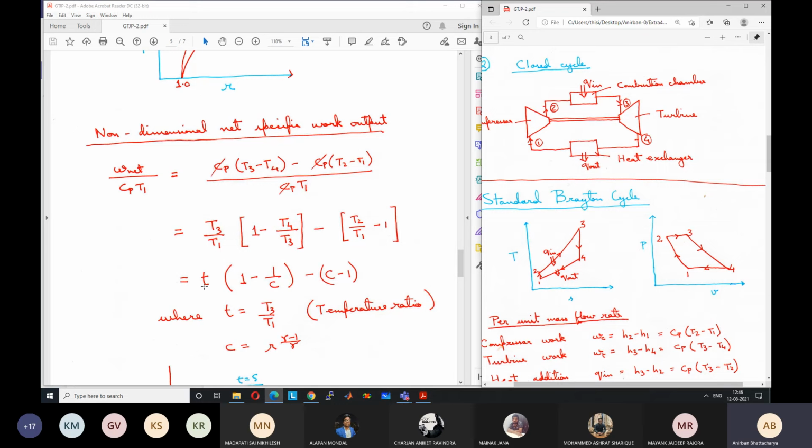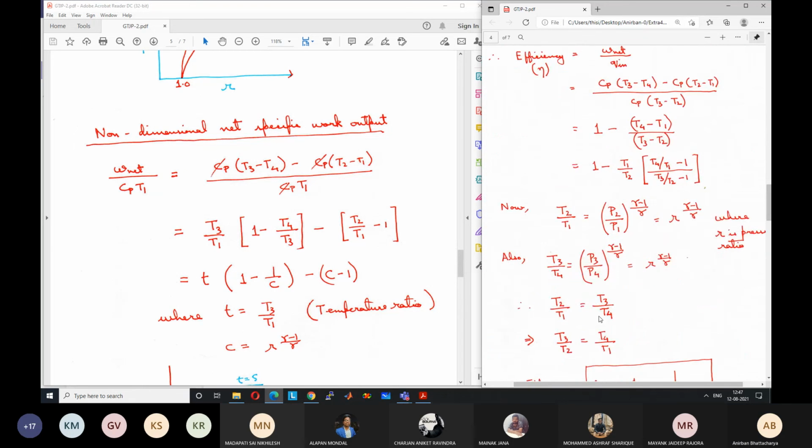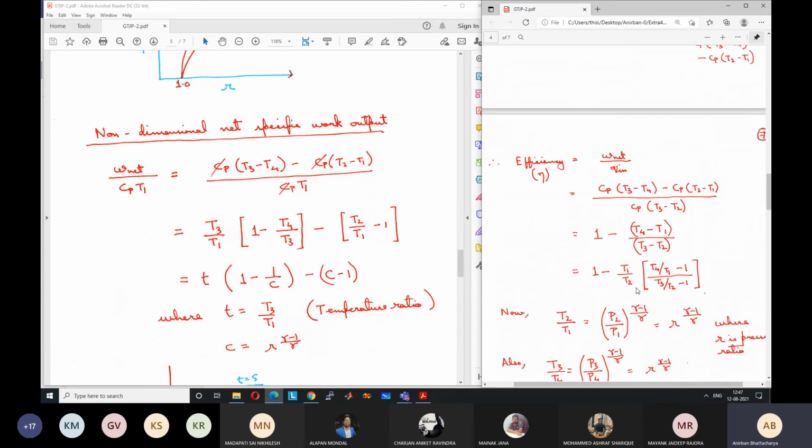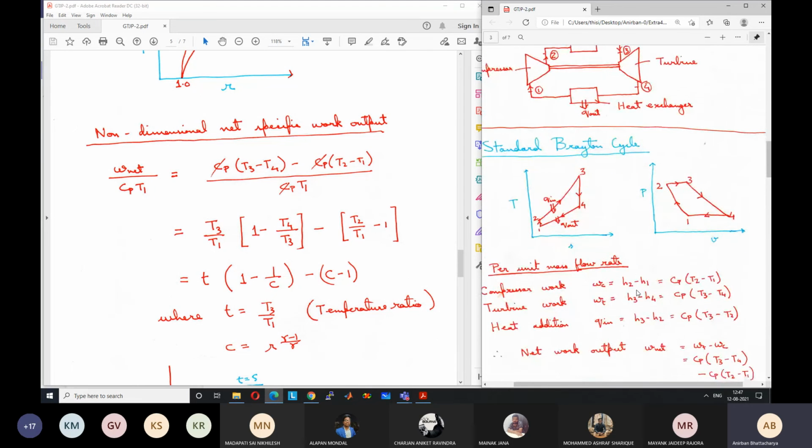So T3 by T1 is T, then 1 minus T4 by T3. What is T4 by T3? We have just studied here that T3 by T4 is R to the power gamma minus 1 by gamma. So T4 by T3 is 1 by R to the power gamma minus 1 by gamma. We are going to encounter this term many times, so we can write it in a simple form as C. Because we will have it again and again, to denote it easily, we write C as R to the power gamma minus 1 by gamma. So T4 by T3 is 1 by C.